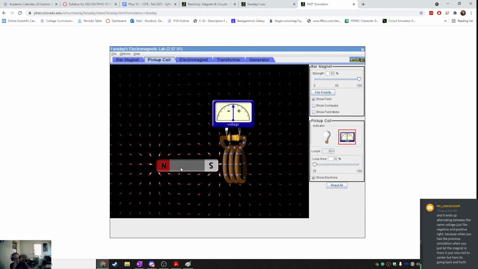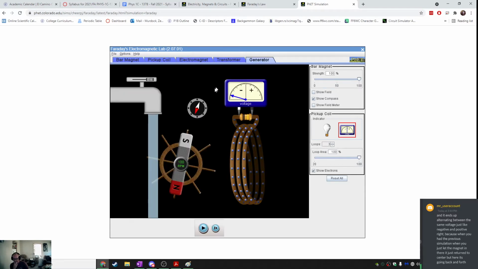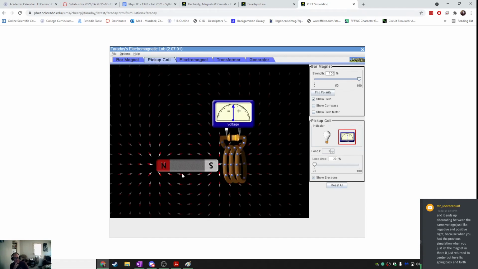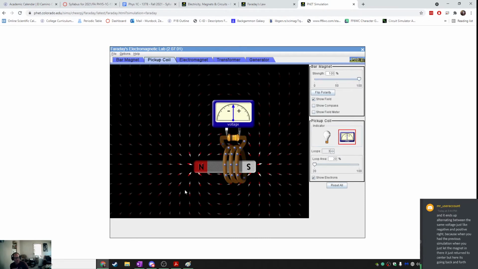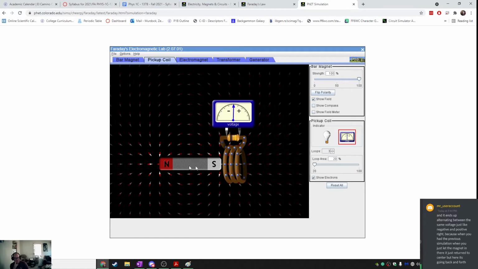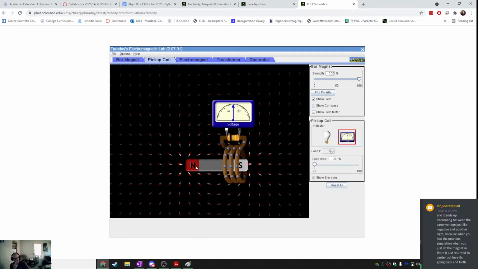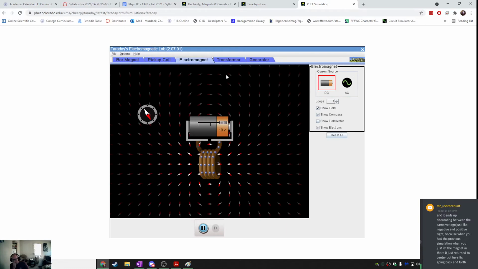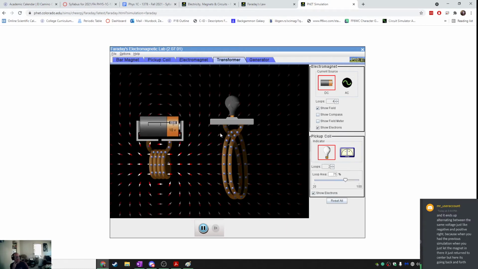Mr. User Account says, it ends up alternating between the same voltage just like negative and positive, right? Because when you had the previous simulation, you left the magnet, it just returned to its center, but here it's going back and forth. Yeah, the key thing here is that this one never stops moving, right? Because this one never stops moving, it's always going to be positive, negative, but when we come back to here, when I'm not moving it, there is no induced current. We call this induced current. When I move it, there's induced current. When I don't move it, nothing happens.